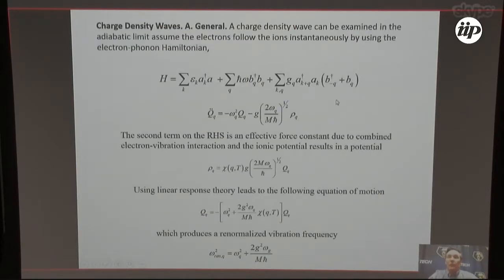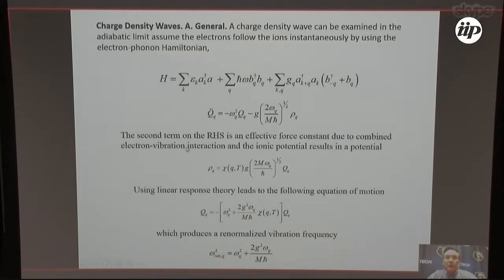So what is a charge density wave? A charge density wave is something where the electrons are going to follow the electron-phonon Hamiltonian. This is the Frohlich Hamiltonian. This is a Fermi portion. This is the boson portion, and here's the interaction term. And if you go through this, I'm not going to do that in too much detail, but the second term is an effective force constant, because this is a changing situation as the temperature rises.